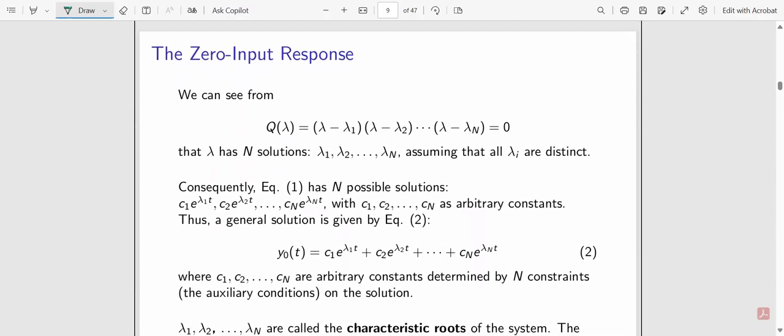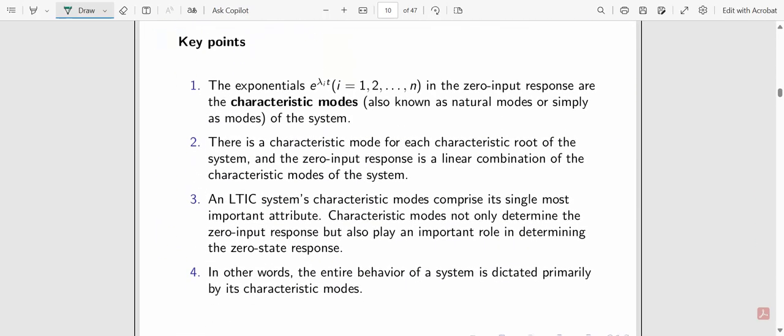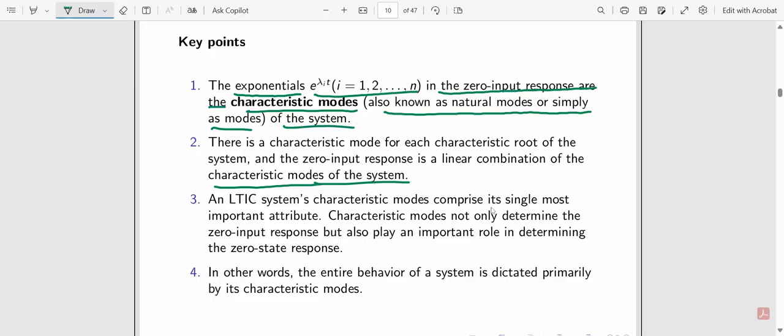Now, for the zero input response, these are the key points about the characteristic modes. The exponentials like this in the zero input response are the characteristic modes, also known as natural modes or simply as modes of the system. There is a characteristic mode for each characteristic root of the system, and the zero input response is a linear combination of the characteristic modes of the system. This is a very important point.